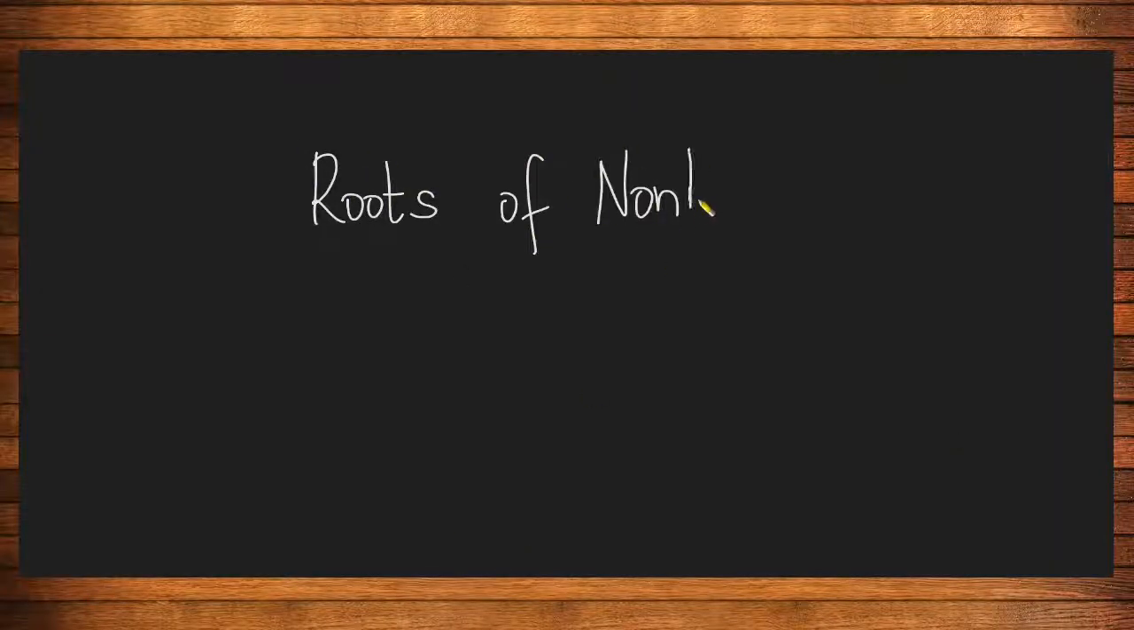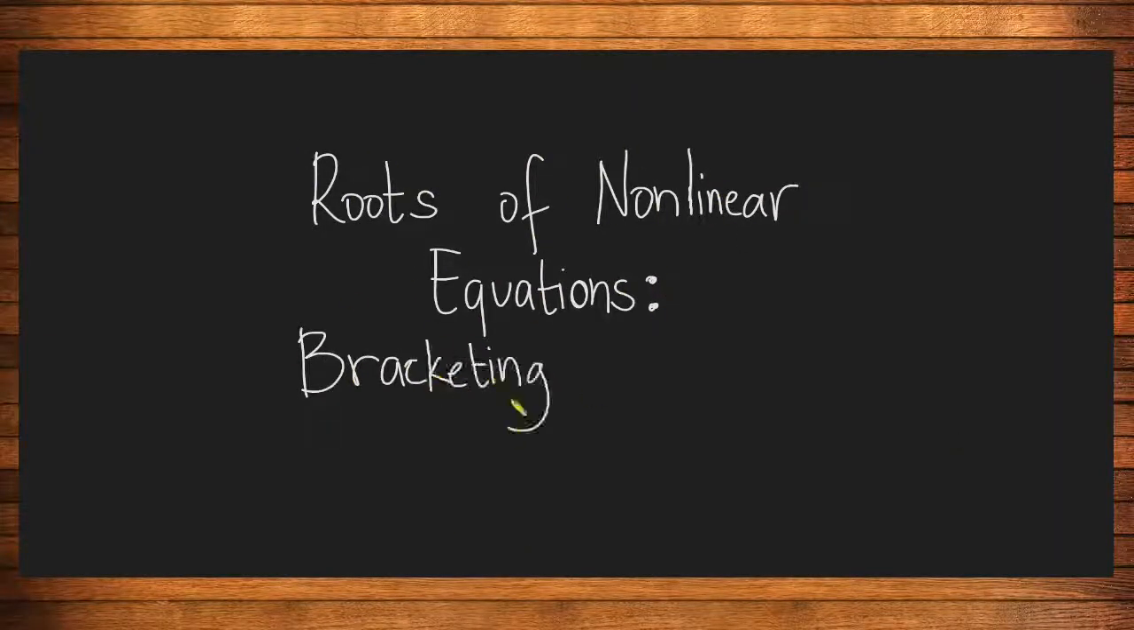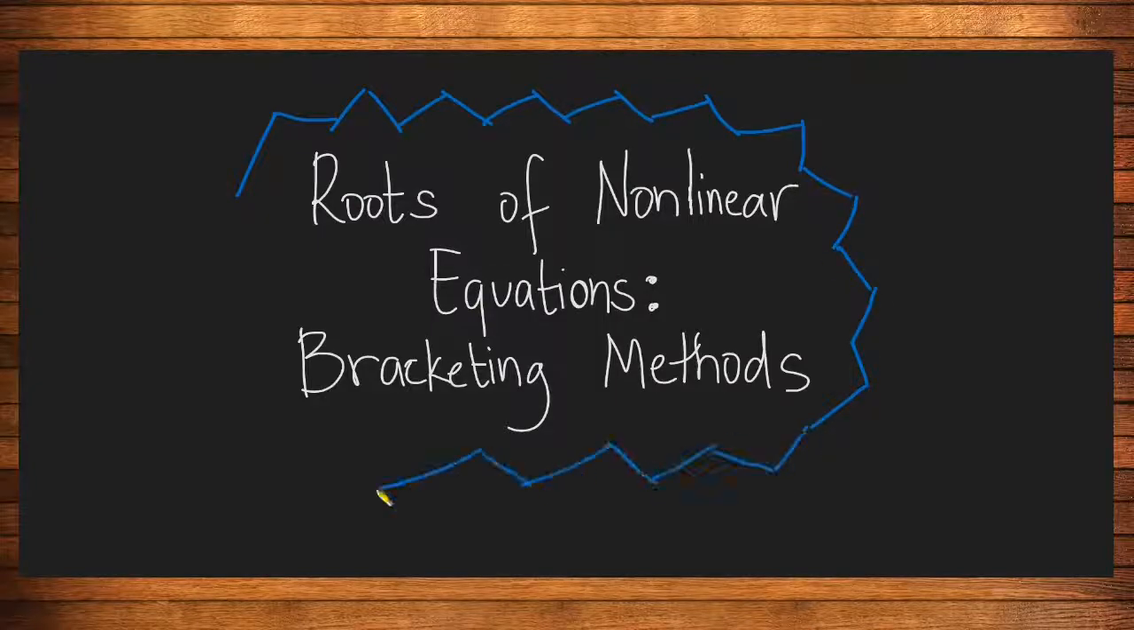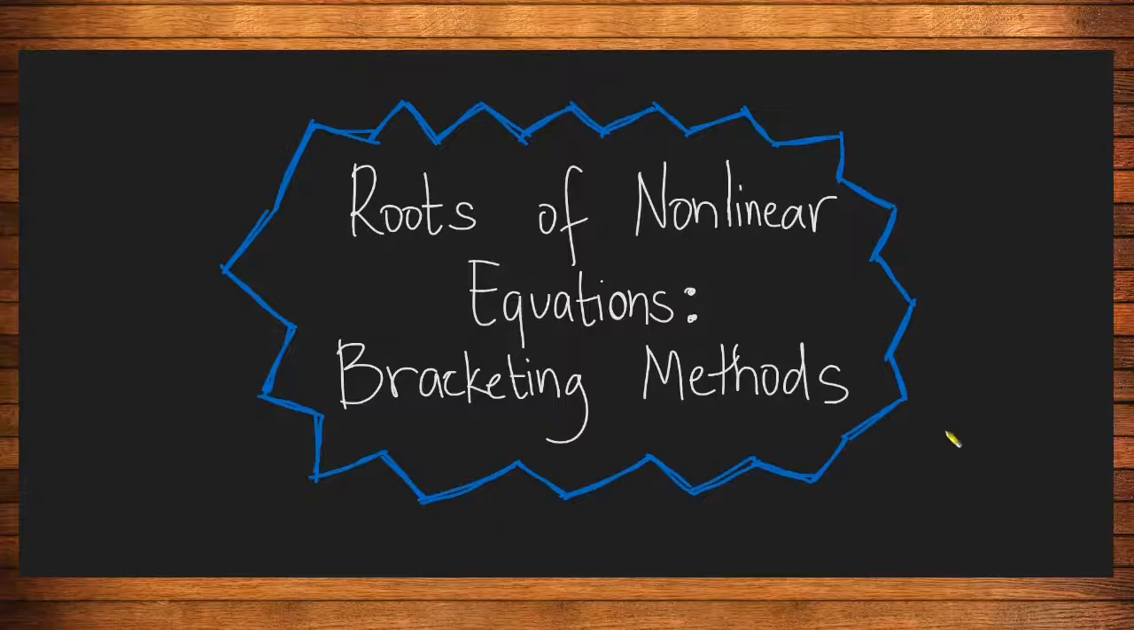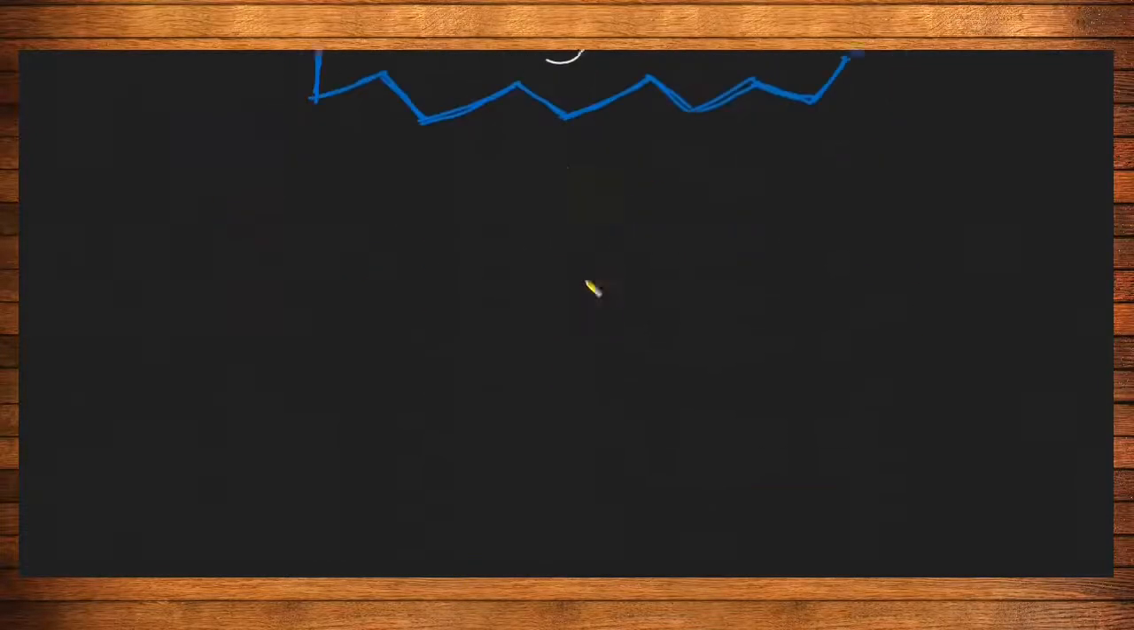Hey guys, so in this video we are going to discuss how to obtain roots of nonlinear equations using bracketing methods. Okay, so let us start our discussion by taking a look at the area of a segment of a circle. So if the shaded area here is equal to A_S and the radius of our circle is R, then the area of the segment is equal to 1/2 r squared times (theta minus sine of theta).